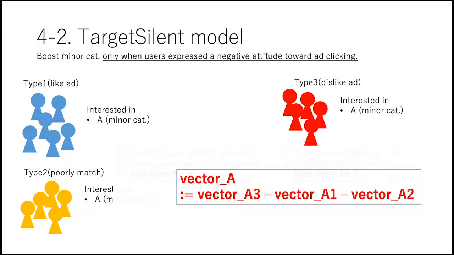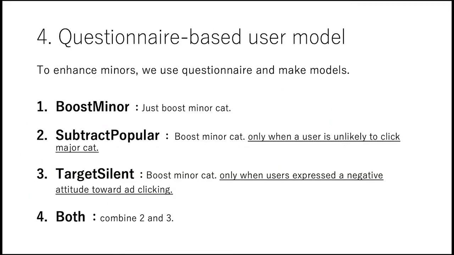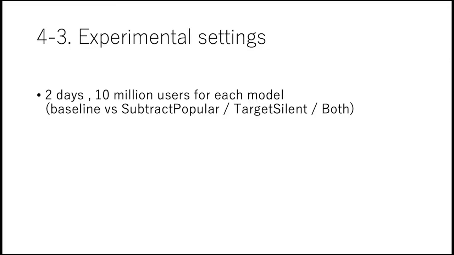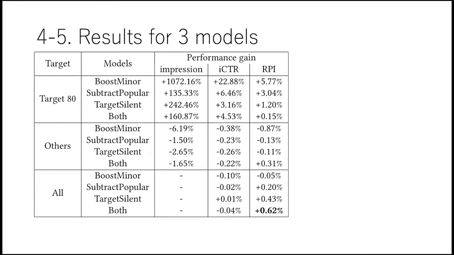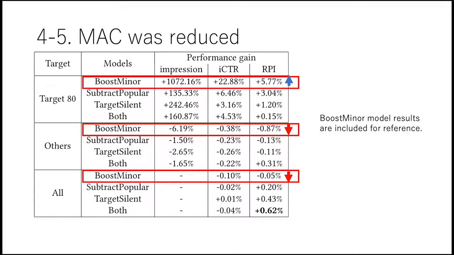The last model is the BOSS model, which combines the SubtractPopular model and the TargetSilent model. To evaluate these three models, we did an experiment like this. And this is the result for three models. All models are compared to the baseline model. And this BoostMinor model result is the result that we have seen in the previous slide. This is just for reference to remember the previous results.